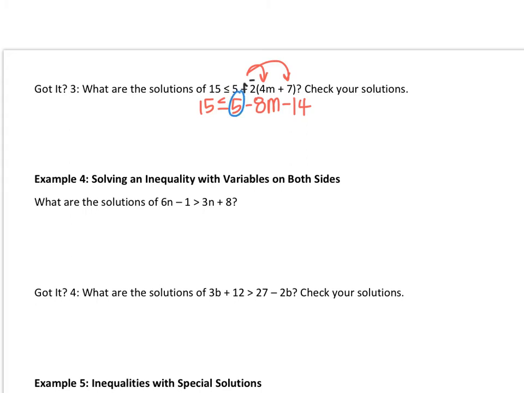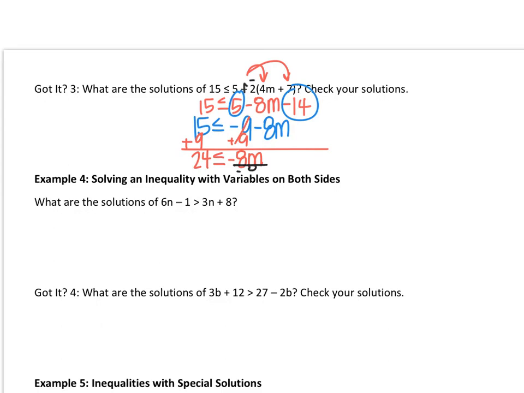Now, combine like terms, and you get 15 is less than or equal to 5 minus 14, which is negative 9, minus 8m. Then we're going to add 9 to both sides, and we get 24 is less than or equal to negative 8m.